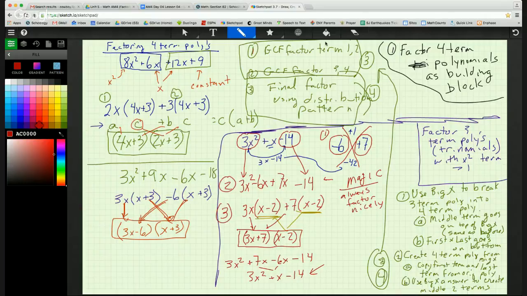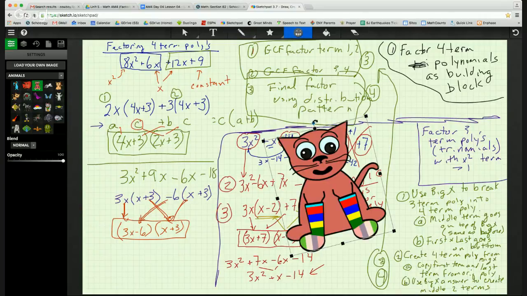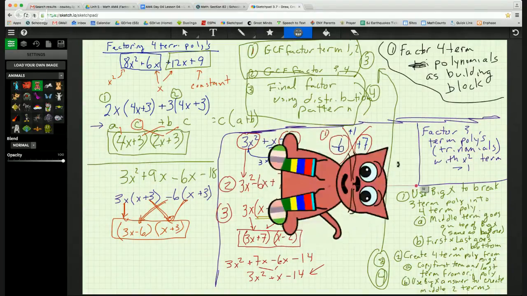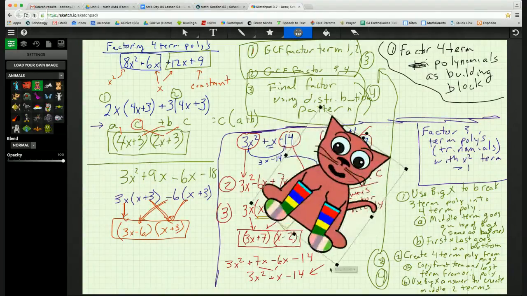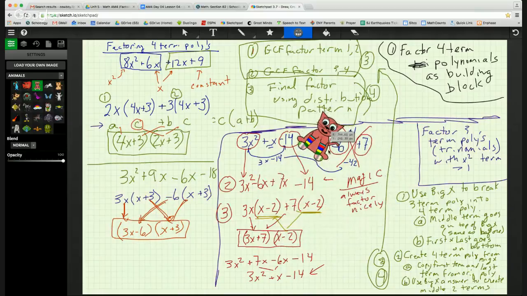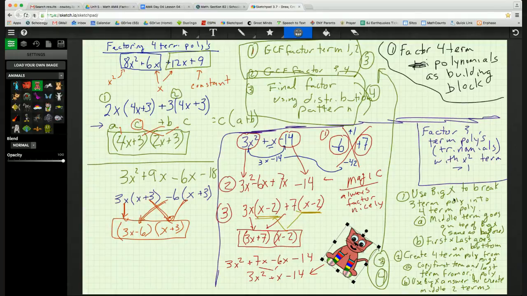Oh my goodness, this deserves a happy cat and a crazy spinning happy cat. Oh my gosh, I am so happy that I've solved this very hard problem using this relatively straightforward procedure.